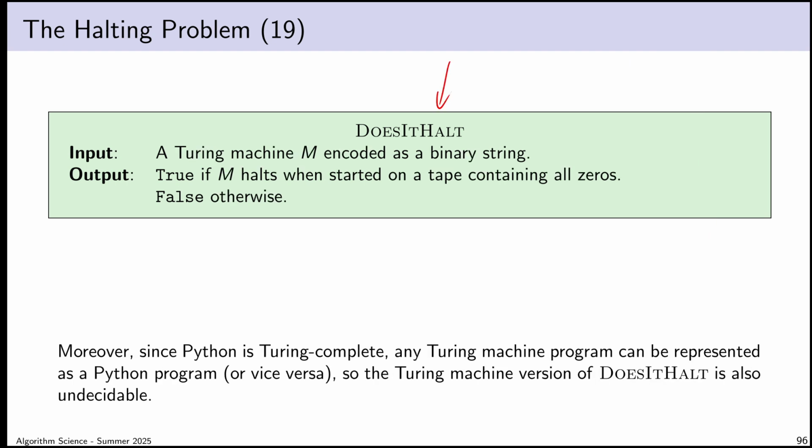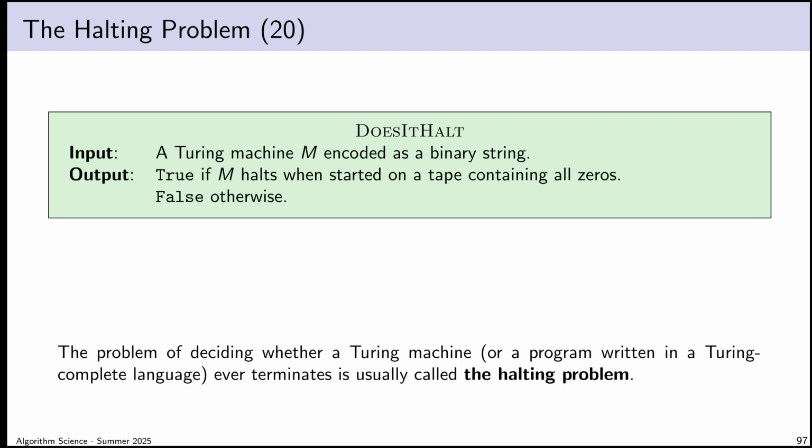So if I go back to my original formulation of the problem for Turing machines, since Python is Turing complete, I can turn any Turing machine into a Python program by just basically representing the Turing machine state table and then writing a Turing machine simulator in Python. And so that means if I could solve the does it halt problem for Turing machines, I could solve the one for Python and vice versa. And so it actually turns out that that implies that the Turing machine version of does it halt is also undecidable. These are problems that cannot be solved by any computational system, even the most powerful computer in the universe.